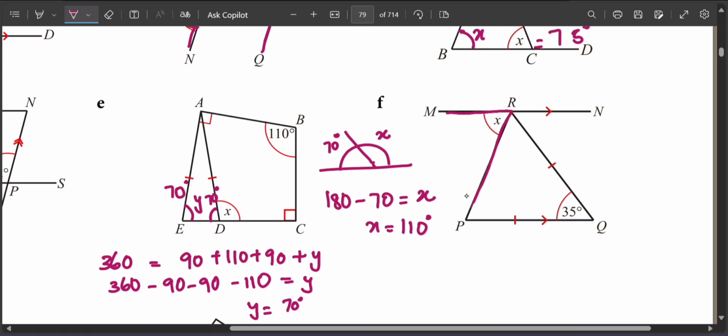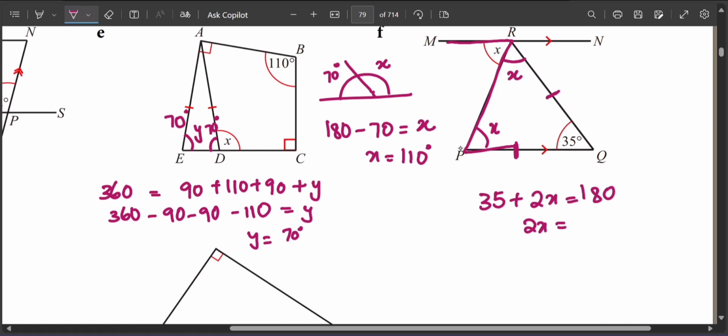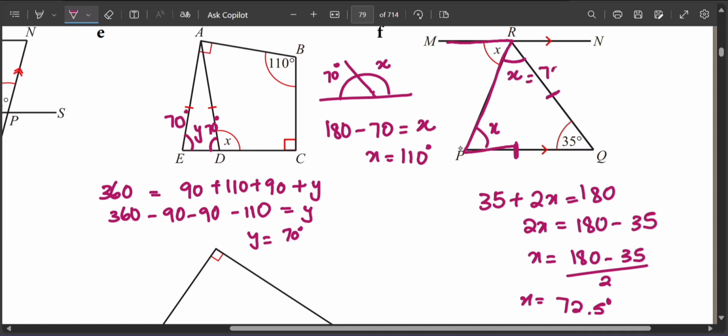So that means this is an x as well. If this is an x, and we can see these are the two lines which are parallel, it means this is also x, right? If both of them are x, then we can say that 35 plus 2x is equal to 180, and 2x is 180 minus 35, and x is going to be 180 minus 35 divided by 2, and we will get the value of x as 72.5 degrees. So that is how we can say that x is equal to 72.5 degrees due to isosceles triangle sum. So this is how you will do this question.